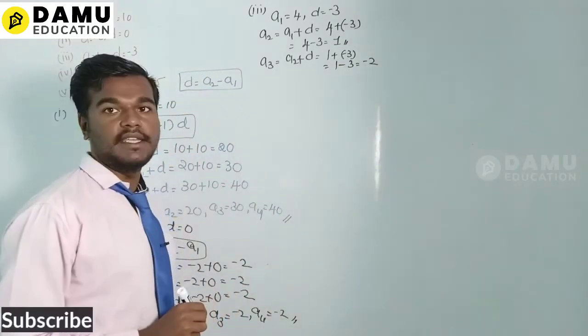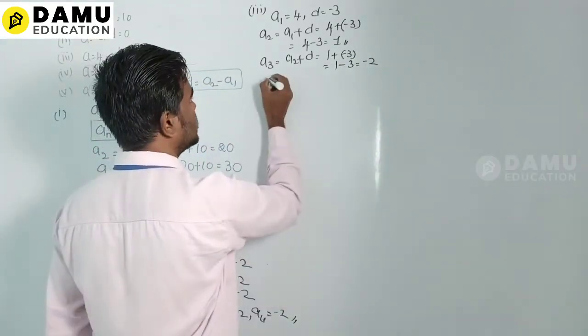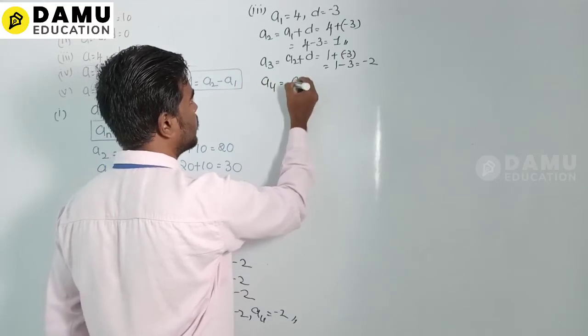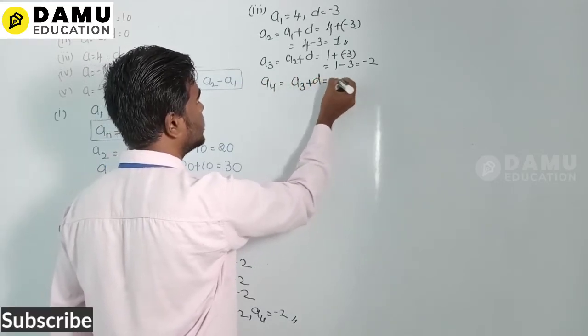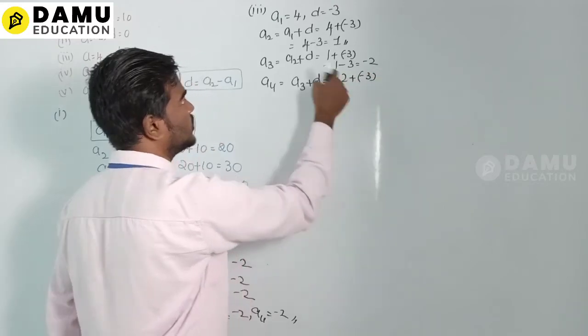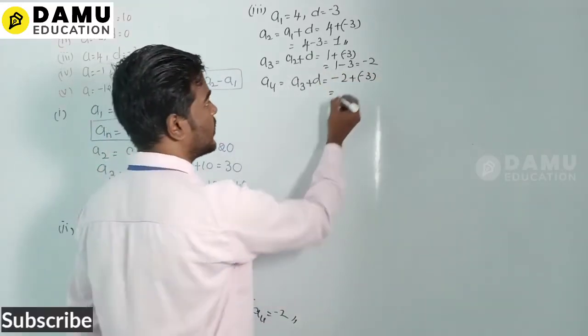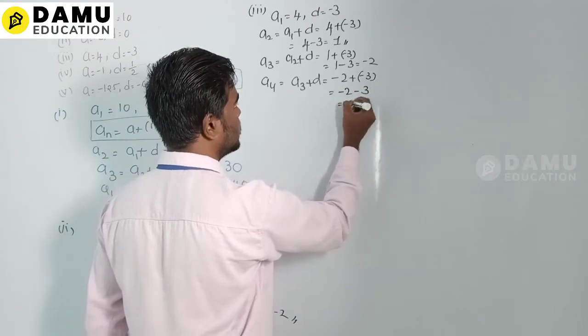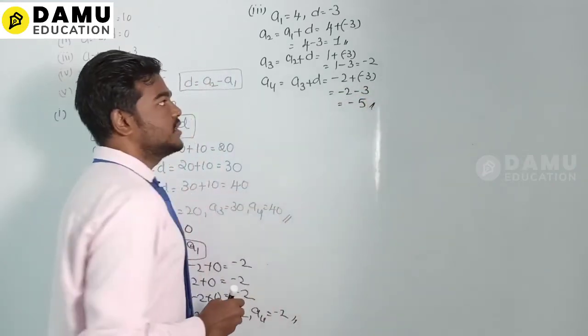So 1 minus 3 will be minus 2. Then what is a4? a4 will be equal to a3 plus d. So a3 is equal to what? Minus 2, plus of minus 3. So d will be minus 3. We know that one. So minus 2, minus 3, so minus 5. So these are the terms.